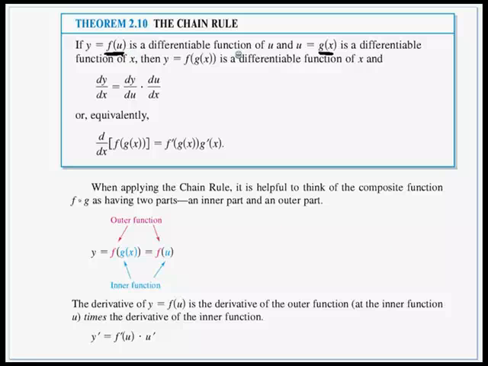So if y equals f of u is a differentiable function, and u is this other inner function g of x, a differentiable function of x, then y equals f of g of x, the composite function, is a differentiable function of x. And dy dx is equal to these two pieces multiplied, dy du times du dx. Or in equivalent form, we could write the derivative with respect to x of this composite function, f of g of x, is f prime of g of x times g's derivative, g prime.